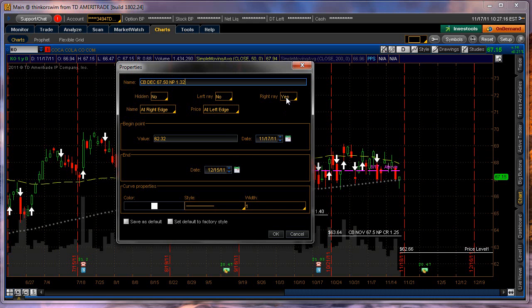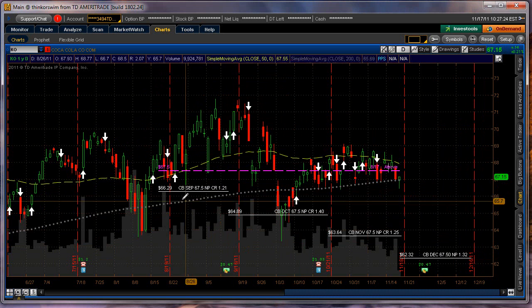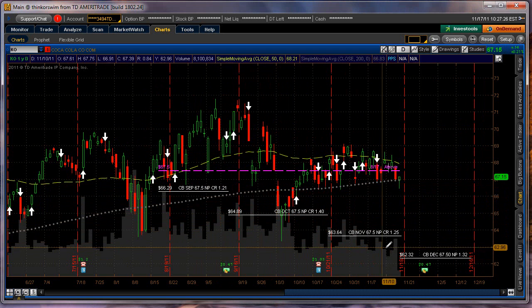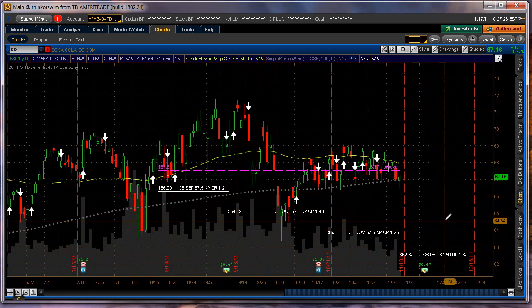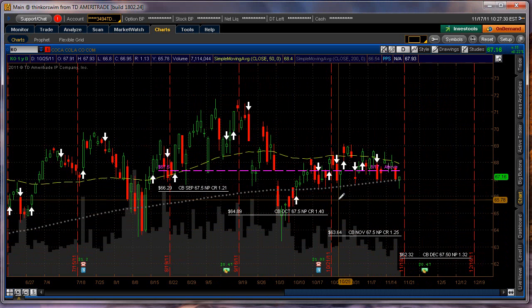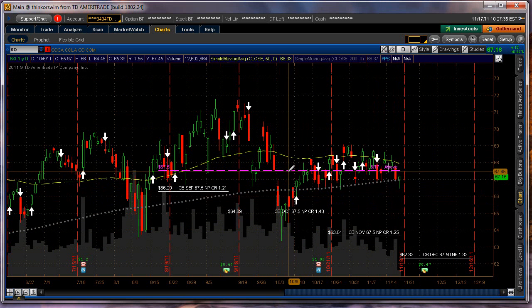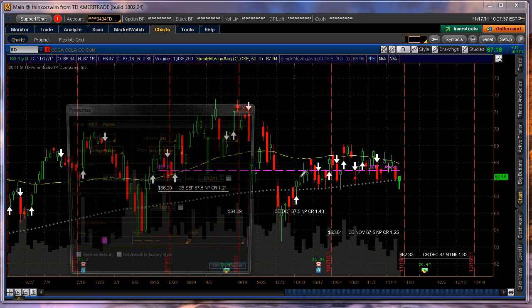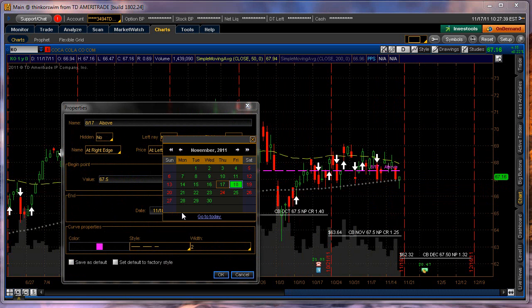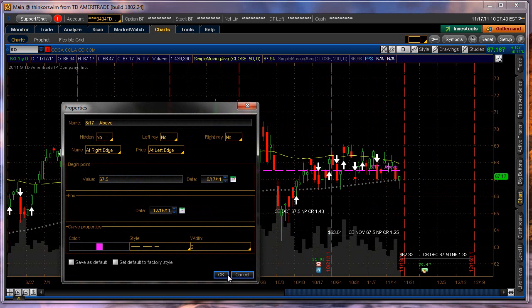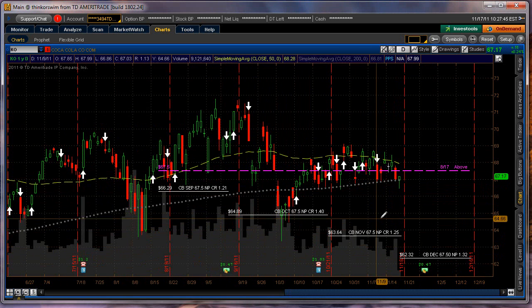All right, so we'll turn off the right ray, and we'll make this go to December 16th. We'll say OK. Looks nice, doesn't it? All the while here, the cost basis is going down. So you can see the stock has pulled back here a little bit. That's kind of cool. I want to extend this line out here to the next month expiration too, so we can have a good visual of it. So there we are.